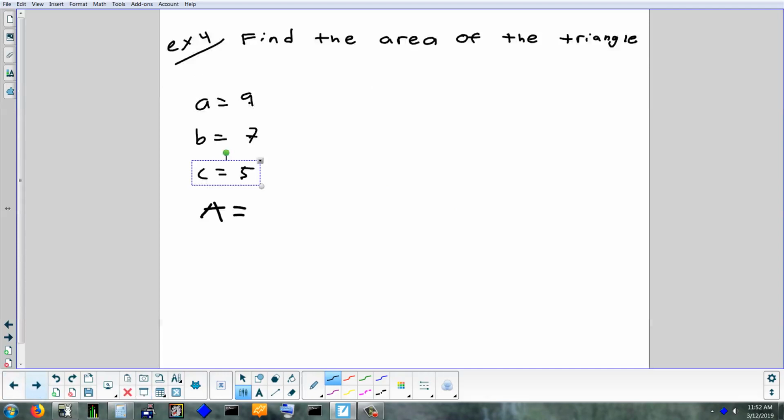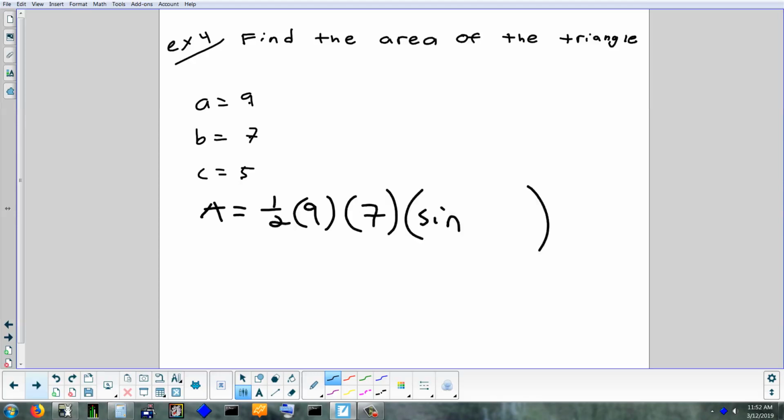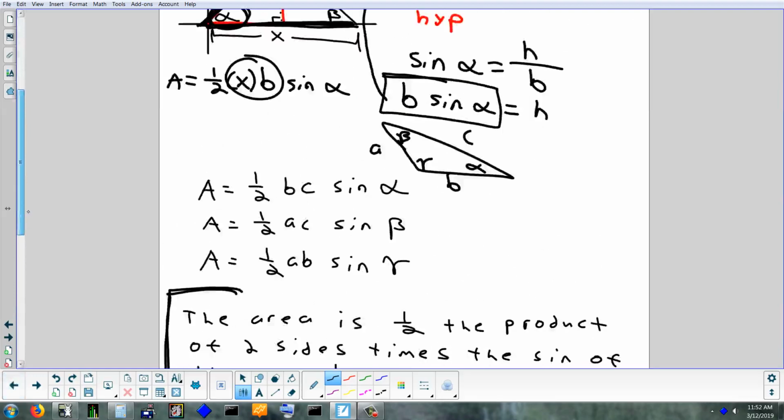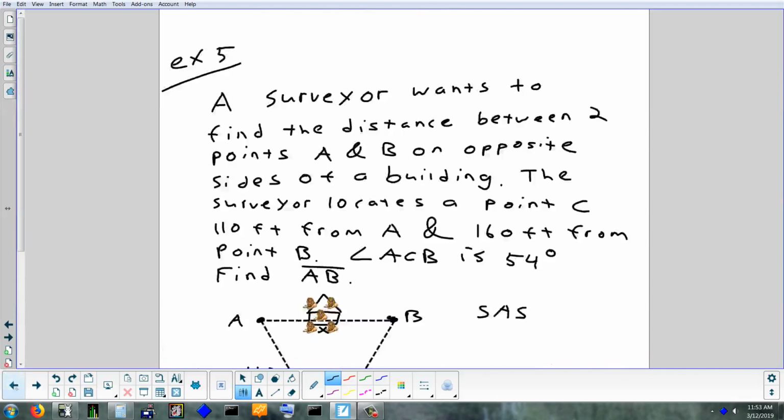So 975, let's do it. Now, the only reason this problem is going to be fast is because we already did it. If we didn't already do it, I'm going to show you something else. So let's do 1/2 the product of which two sides? Doesn't matter. 9 and 7. Okay, so that's A and B. So in my head, I'm thinking, all right, A and B. I'm going to go back to my diagram. What angle is where A and B meet? Gamma.